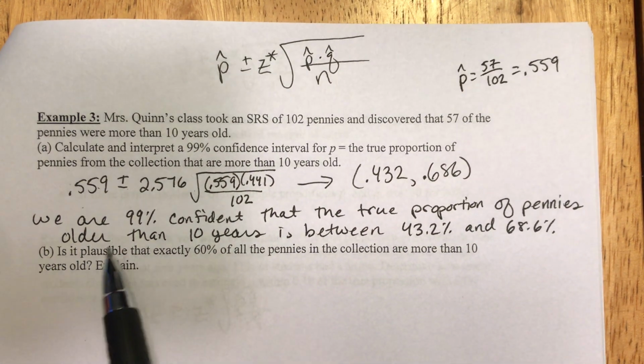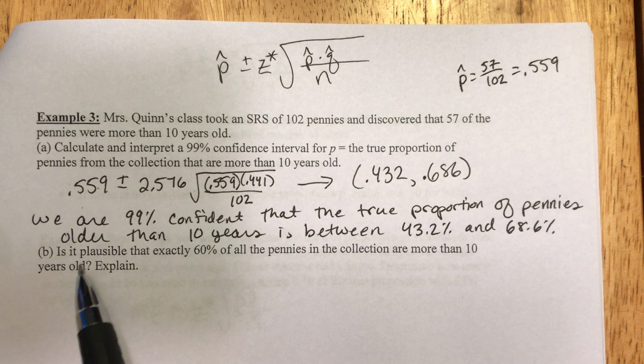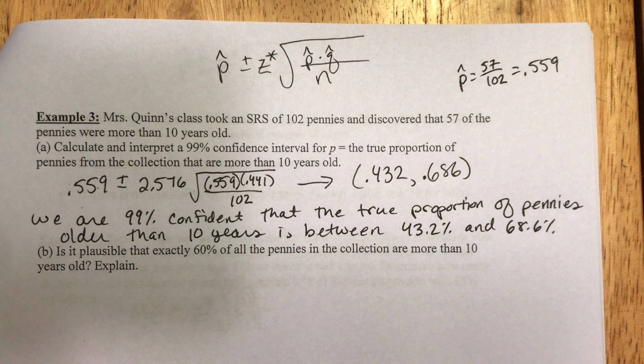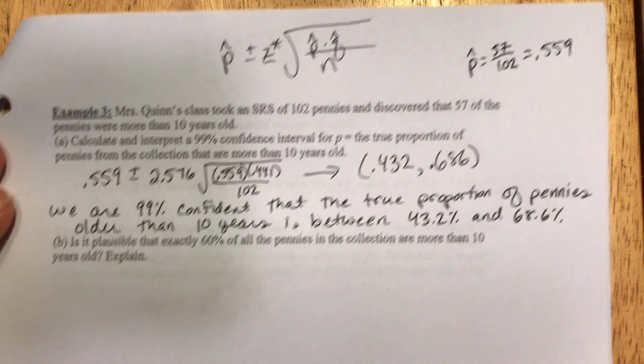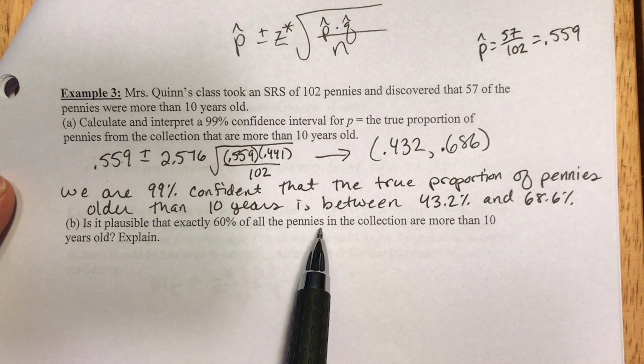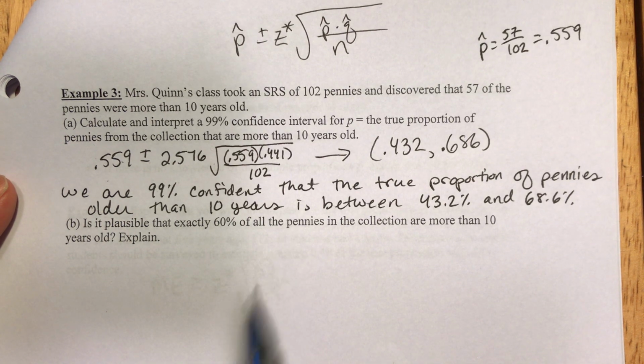Now, part B is saying, is it plausible that exactly 60% of the pennies in the collection are more than 10 years old? Explain. So think about it, does it make sense? Let's say that she had this huge bucket of pennies, and she picked 102 out of there as a sample, and then 57 were older than 10 years. Would it make sense to say that it is plausible that exactly 60% of all the pennies are in there? I'd say yes, it is.